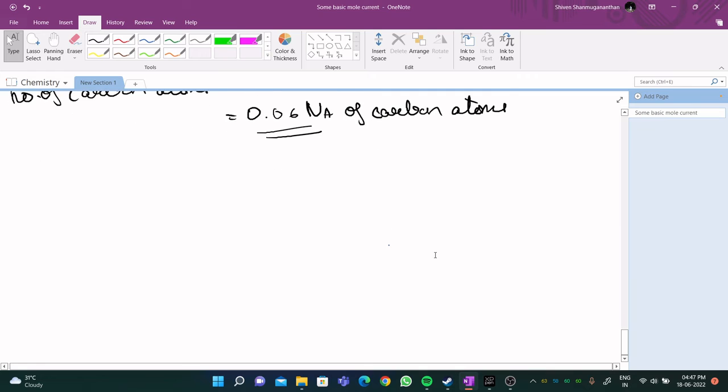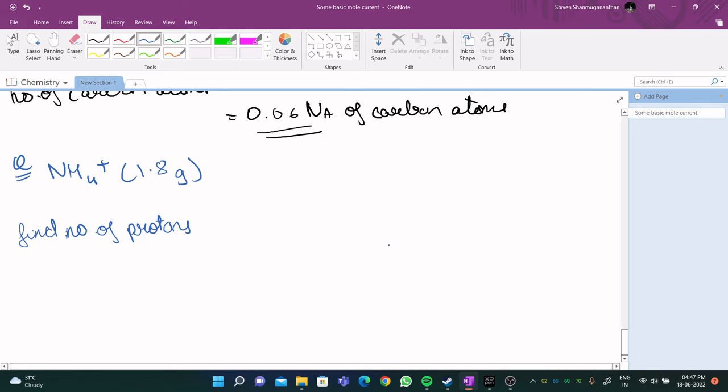Okay, so we'll do another example. This one will be slightly trickier. Let's take NH4 plus, and we'll take 1.8 grams of it. Now, for this, you have to find the number of protons and number of electrons. We'll get to neutrons later.